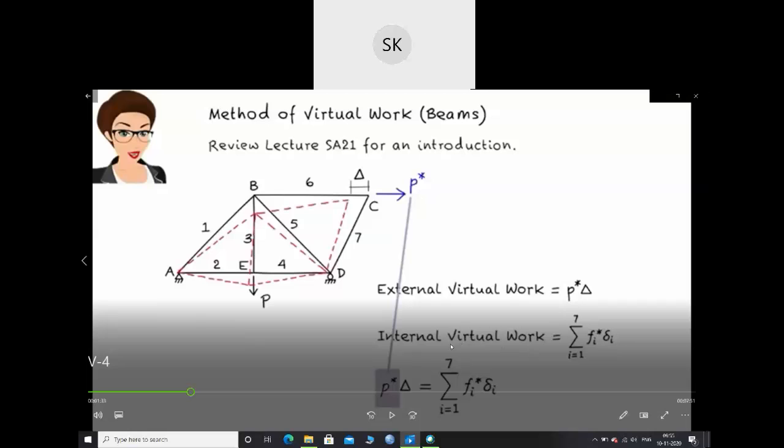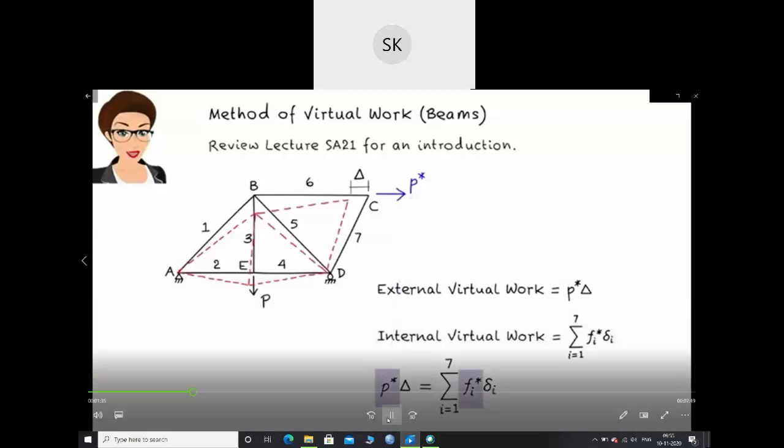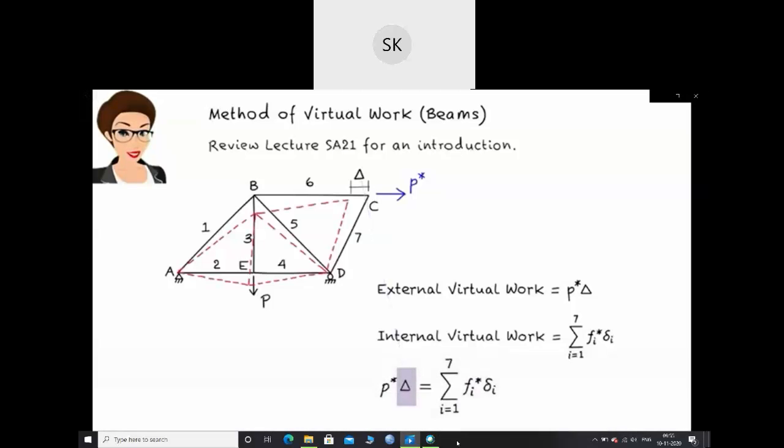So the summation of all the forces into displacement will be your internal virtual work, and the load and the deflection due to that load will be your external virtual work. P star is the virtual load, and F star i is the virtual member force due to P star. This is the displacement due to the real load, and this is the member elongation due to the real load.